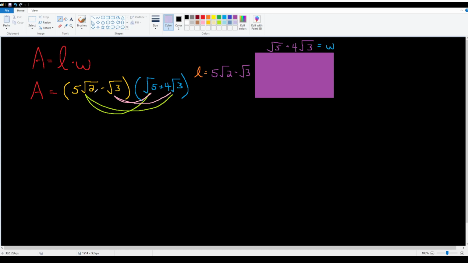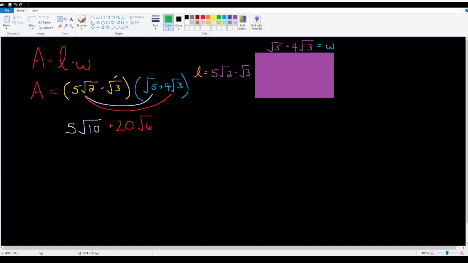So when I do this, my first term here, 5 radical 2 times radical 5, that's going to give me, if I look at the coefficients, 5 times 1 is 5. Radicals are radical 2 times radical 5, that's going to give me radical 10. Then I'm going to do this part here, because of the double distribution. 5 times 4 is a positive 20. Radical 2 times radical 3, that's a radical 6.